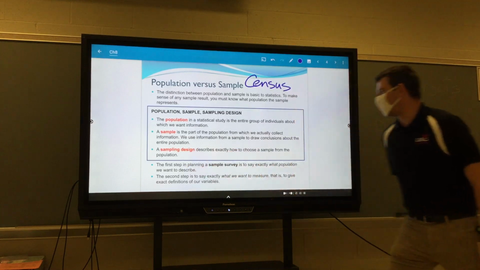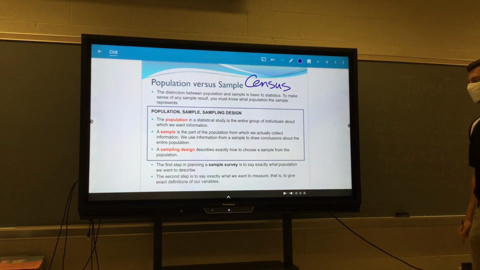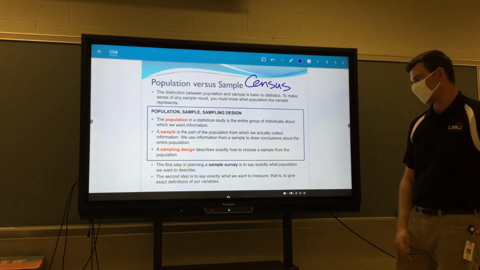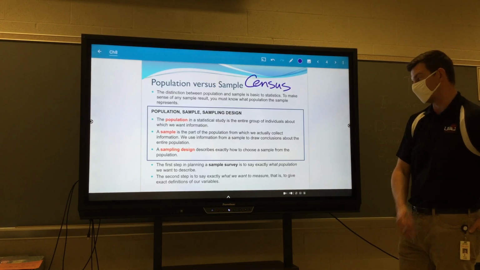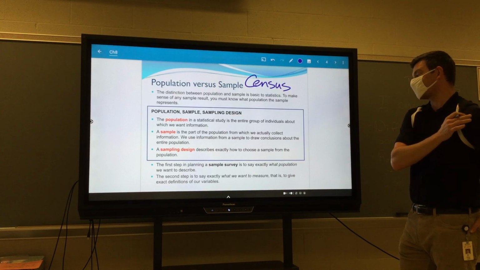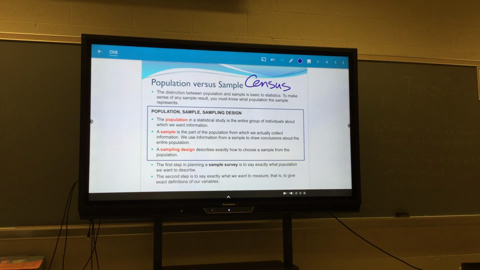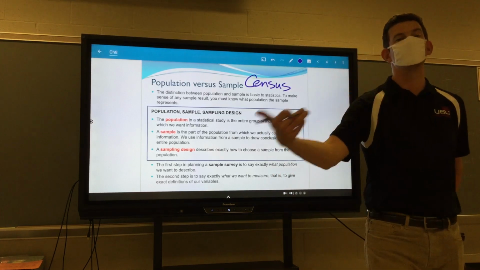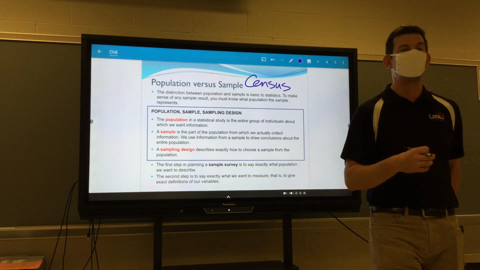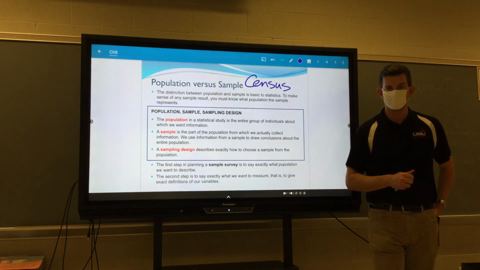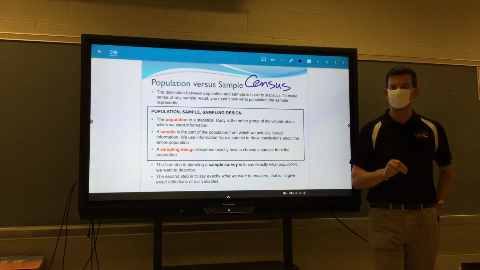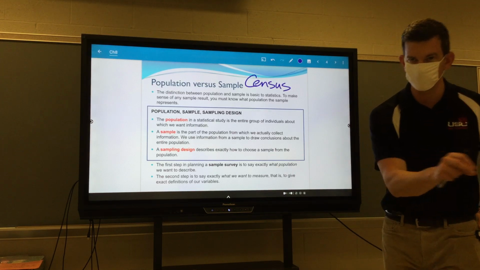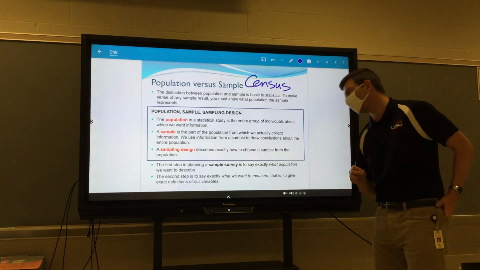This sampling design describes exactly how to choose a sample from that population. And the first step to planning a sample survey is to say exactly what population we want to describe. The second step is to say exactly what we want to measure, that is, give an exact definition of our variables. And this is where we start to get back into what we were talking about in our last unit. Okay. Talking about the variables that are being measured. Are they quantitative? Are they categorical? Are we measuring exactly what we say we are?